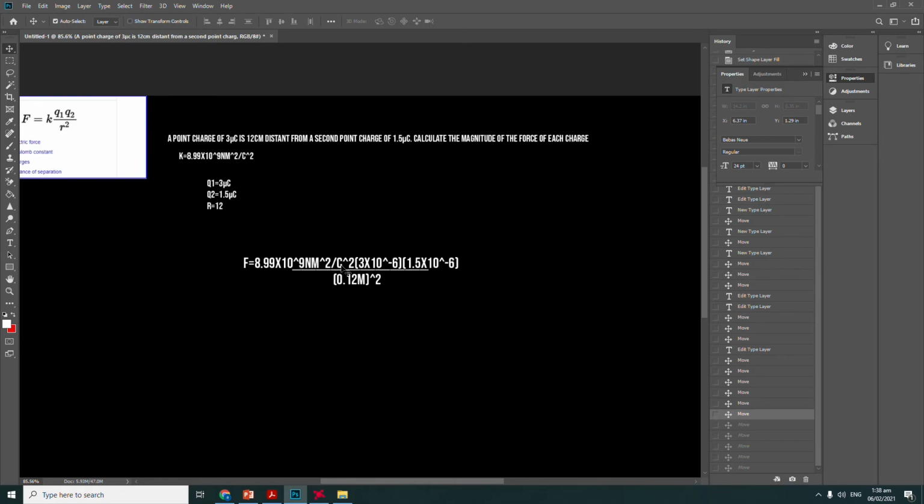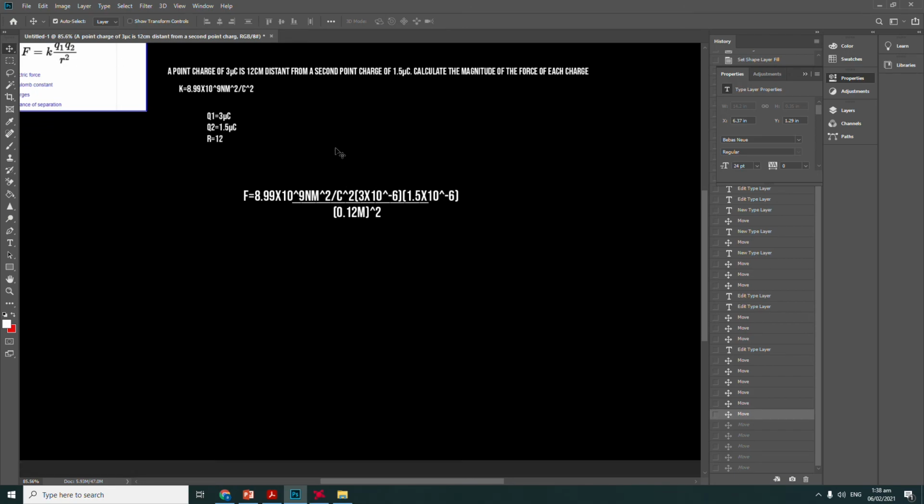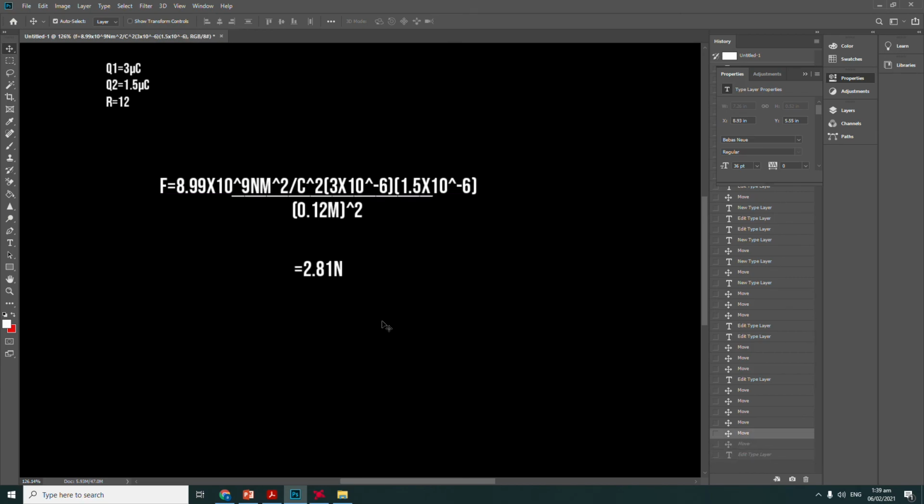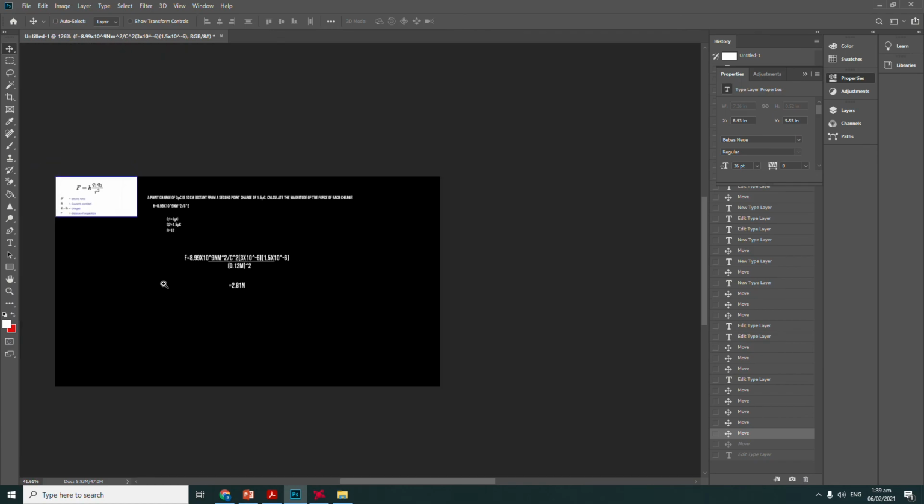That is where you put all of the values, and when you put those numbers into your calculator and solve the formula, that will result in 2.81 newtons.